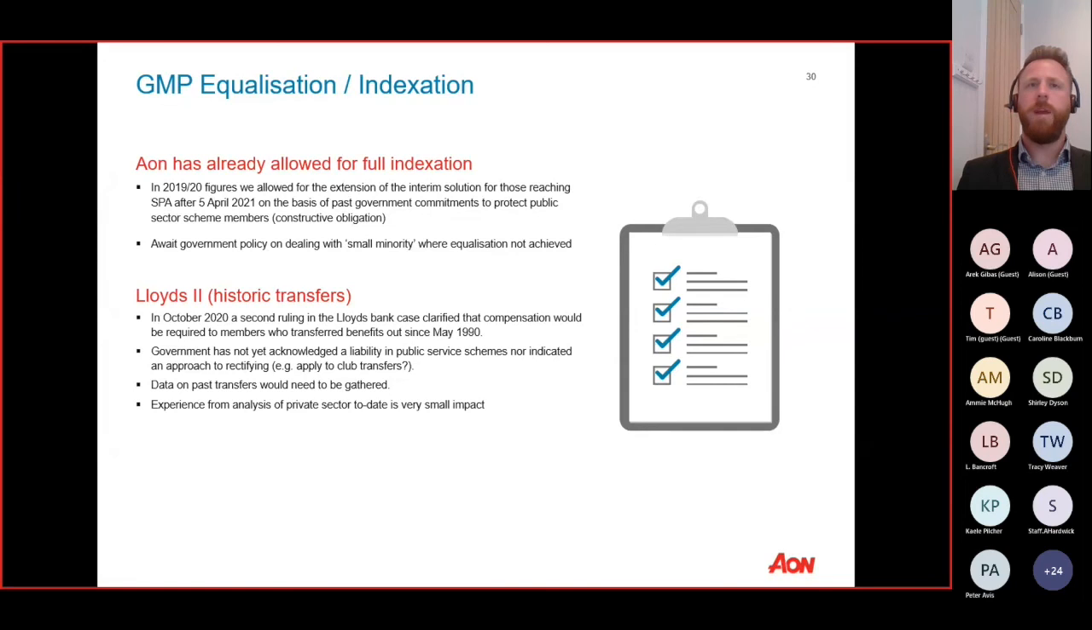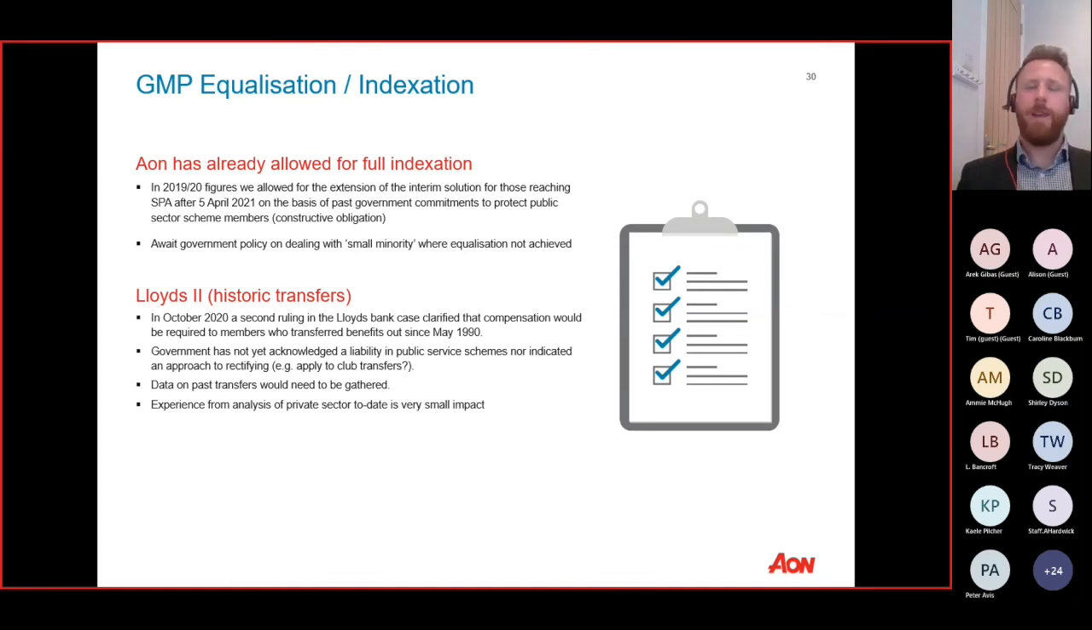So the other item, again, something that Alison covered earlier, is GMP equalisation indexation. So the good news on this one is that we've already allowed for full indexation, i.e. pension increases on benefits being equal to CPI for individuals reaching state pension age after 5th of April 2021. So that's already been allowed for in the employer accounting last year. And again, that's then, as part of the roll forward, included in this year's figures.